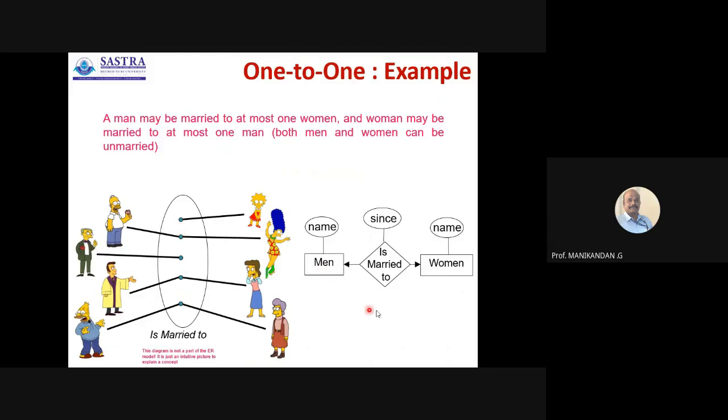Now, what is the relationship between men and women? You are having two entity types. Entity type A is men, entity type B is woman. Don't get confused, this is the notation used by some other authors. Usually you can have a straight line, and this is also a possible notation. According to the one-to-one mapping cardinality, an entity in A is associated with at most one entity in B. So a man may be married to at most one woman, and a woman may be married to at most one man. That is the relationship.